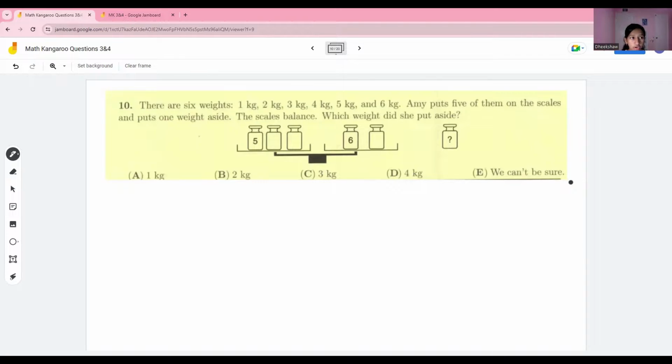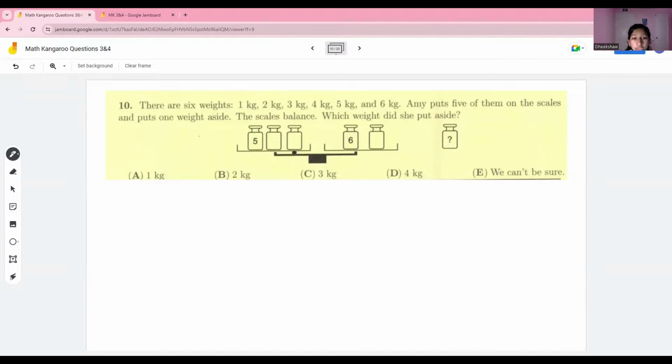So these are the kind of problems which I like to call brute force problems, because it doesn't have much of an algebraic approach to it. You mostly just try all of the options to see which of the options can fit this scenario. Let's try to see. So we know from the image that the 5 kg weight will be on this side and the 6 kg weight will be on this side. There are 3 total weights on this side and only 2 weights on this side.